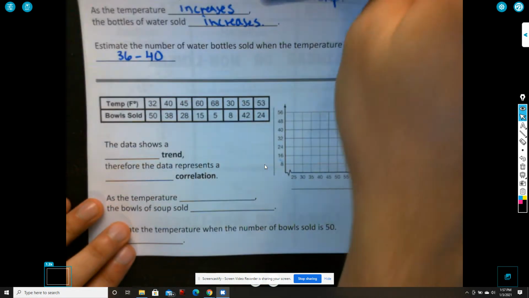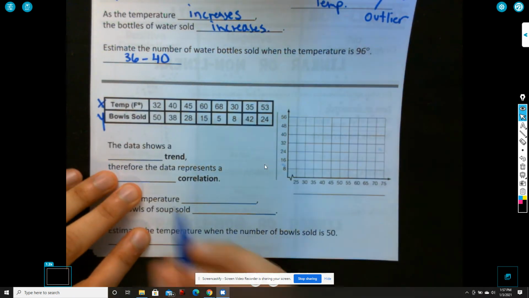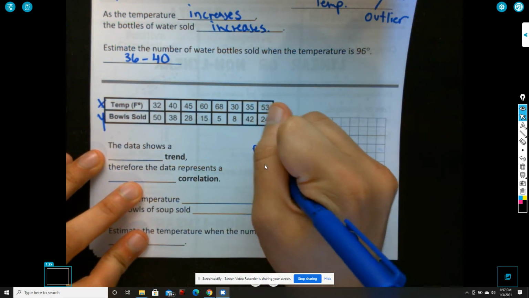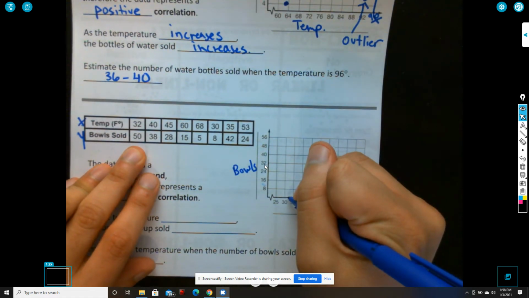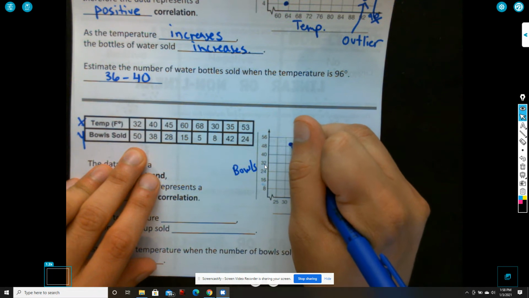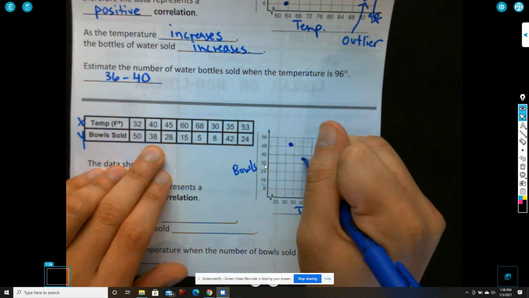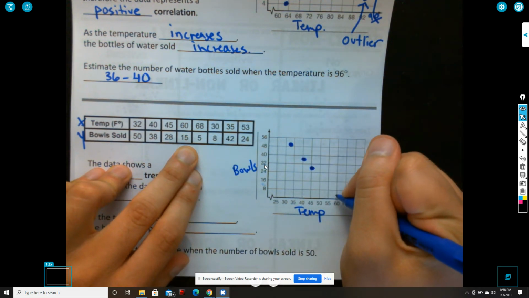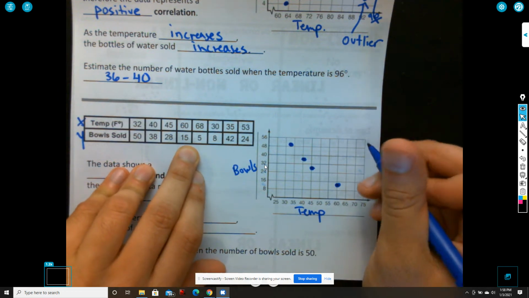Let's take a look at the second one. All right, x and y. Same thing. This is temperature. This is bowls. Let's go ahead and plot these. So we get 3250, 4038, 4528, 6015. So already we can tell it looks like there's going to be a downward trend.